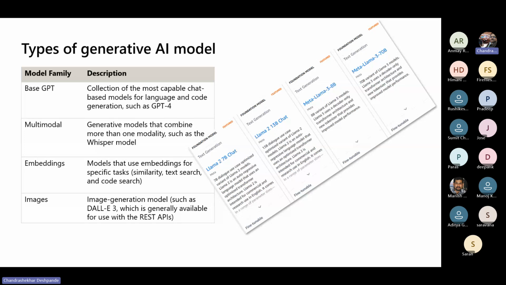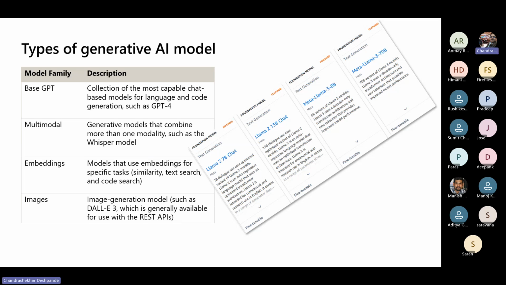There are multiple types of generative models. Base GPT model, Llama. GPT model has been invented by OpenAI. Llama is there and Bard is there. Many such models are available. Multi-model systems are also available. Embedding models are there. Image designing models are there.